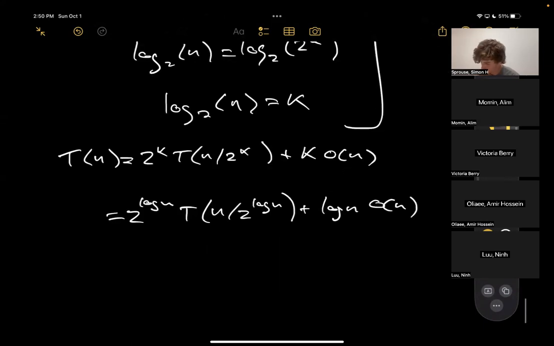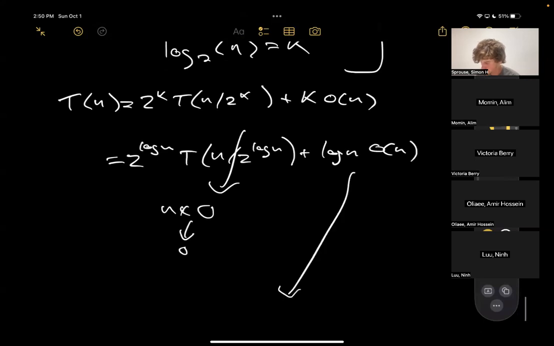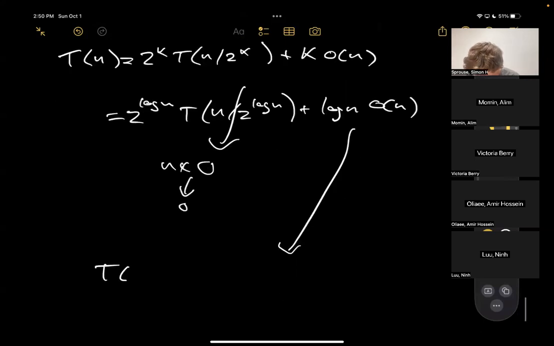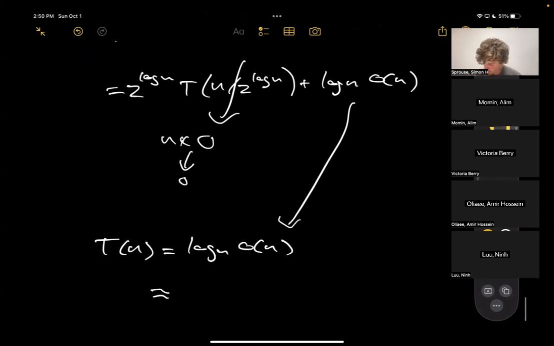And we decided this term was going to 0. So we've essentially got n times 0, and that's 0. So really, we're just looking at this term. So T of n is equal to log of n times O of n, which we did it, finally. After all that work, finally got there.